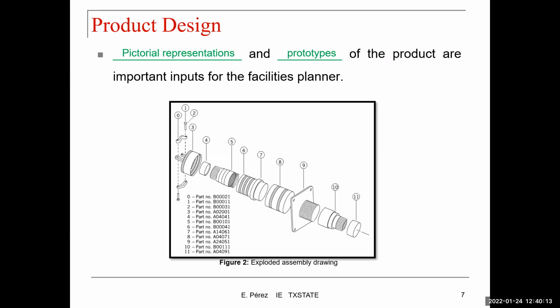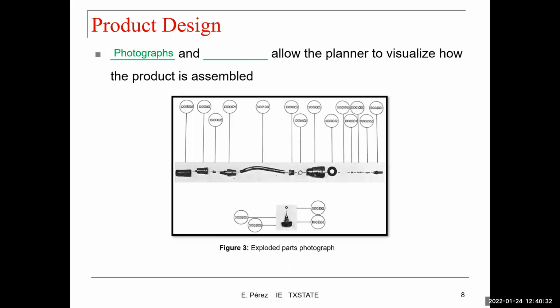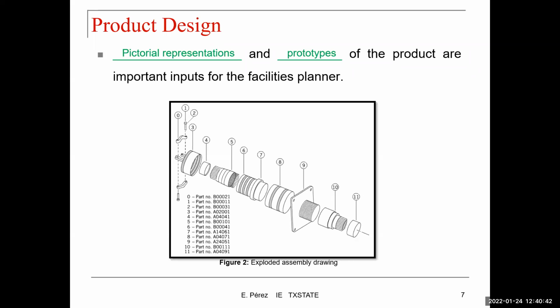So understanding the prototypes in terms of how many parts there are, how these parts are designed, who can design them, and whether we can manufacture these parts or not, all those things are going to impact our decisions as facilities planner. Photographs and drawings also allow the planner to visualize how the product is assembled. So from the previous slide, we now have an idea of what components are part of this assembly.